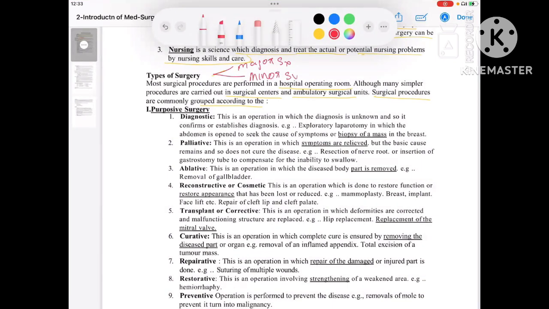Major surgery requires strict sterility, for example appendicitis. Minor surgery includes wound injury and wound closure. A minor surgery can be done in casualty, the emergency room, and major surgery should be done in the OT.